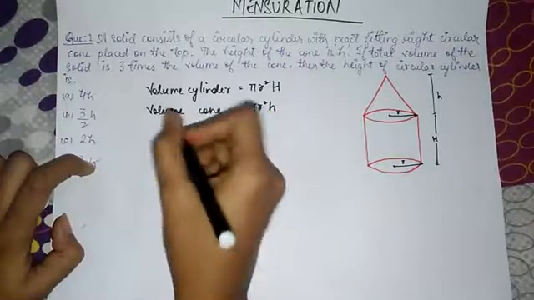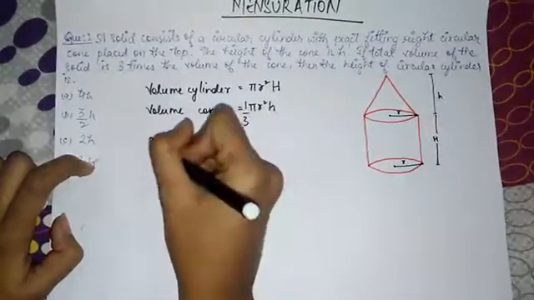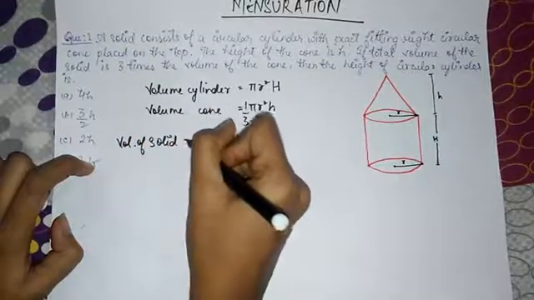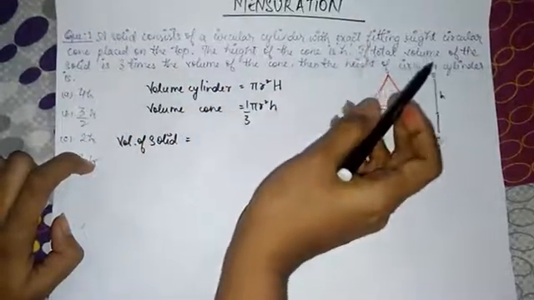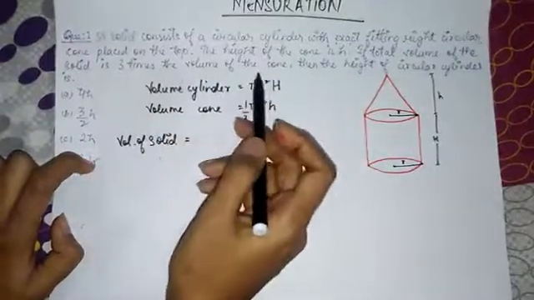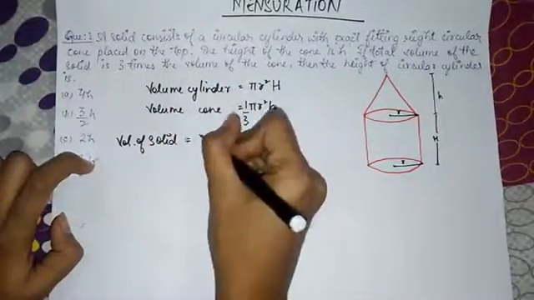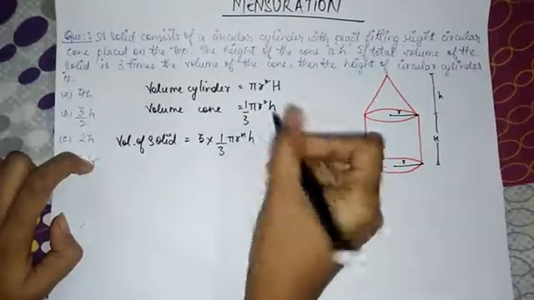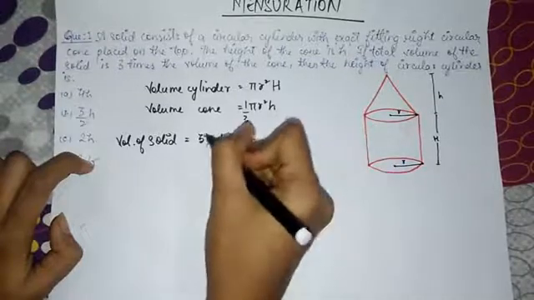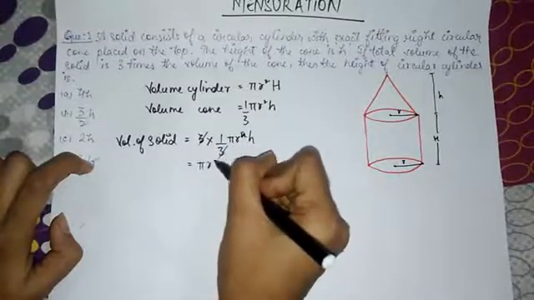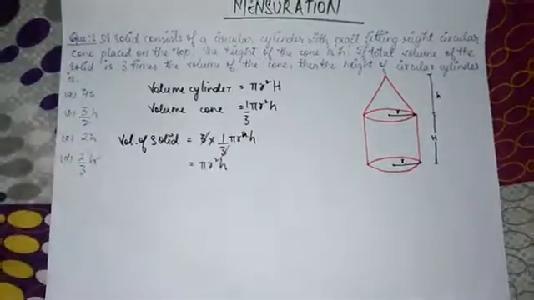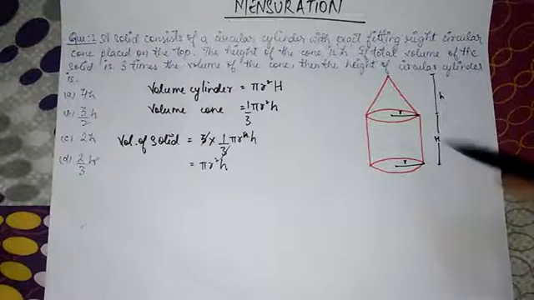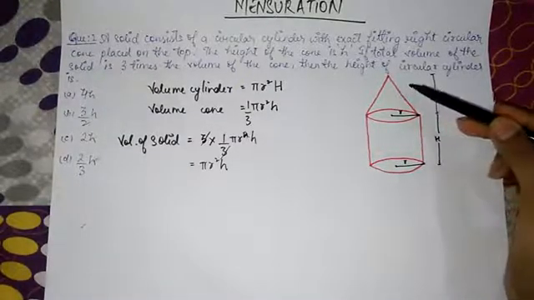Okay, so volume of solid, it is given in the question that the volume of the solid is 3 times the volume of the cone. So 3 times volume of cone. This means volume of solid is pi r square h. But actually the volume of solid will be equal to volume of cylinder plus volume of cone, right?